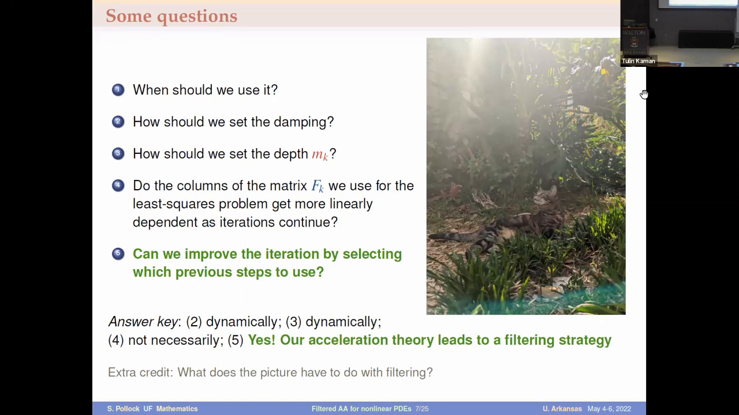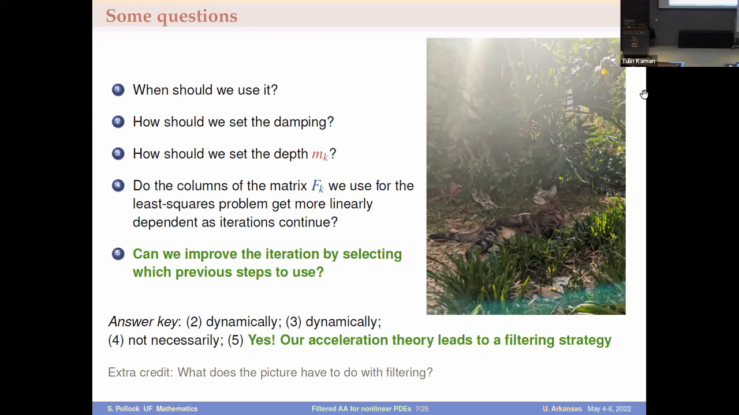So some questions that naturally come up here are, first of all, when should we even use this acceleration? How do we set the damping? How do we set this algorithmic depth? Often the literature points out that this least squares matrix can go bad in the asymptotic regime, or that it might. And so the question is, do the columns become more linearly dependent as iterations continue? And can we improve the iteration by selecting which previous steps to use? This one's highlighted because I want to talk about it more.